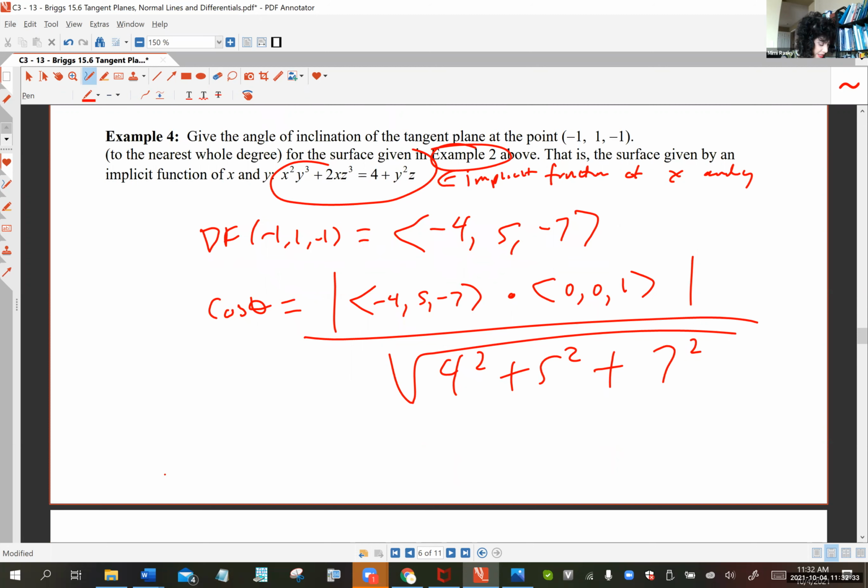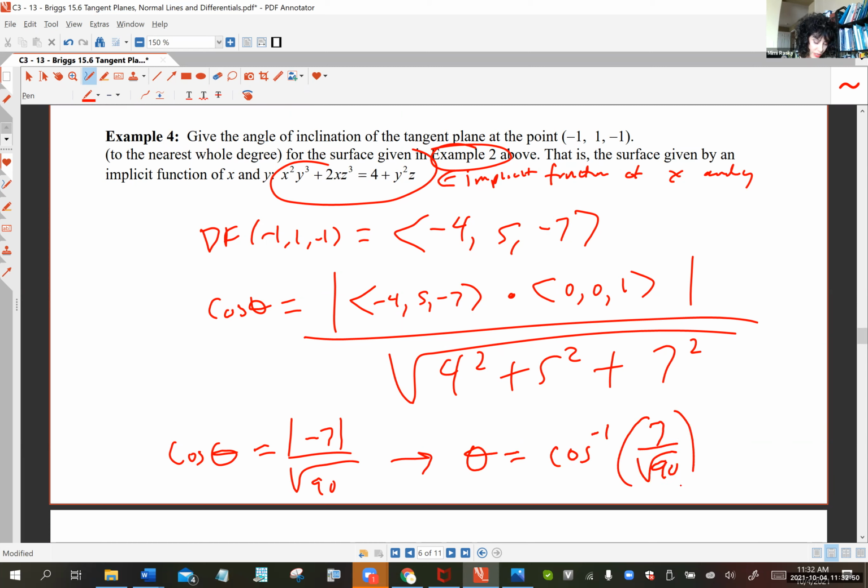Okay. And so I get cos theta is equal to the absolute value of -7 all over the square root of, oh man, I think that's 90. And so then your theta is going to be cos inverse of 7 over square root of 90. And I get approximately 42.45 degrees. And that's it. Just using some previous knowledge here in this section. Kind of cool.